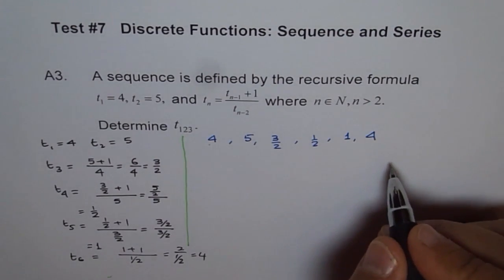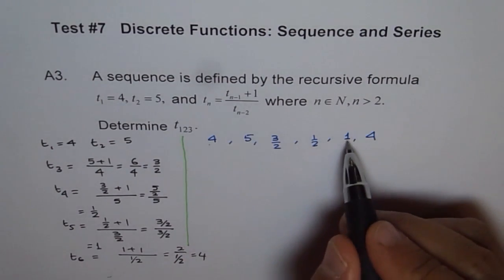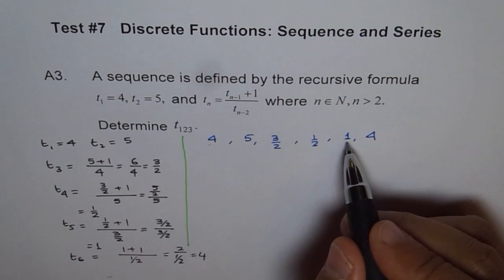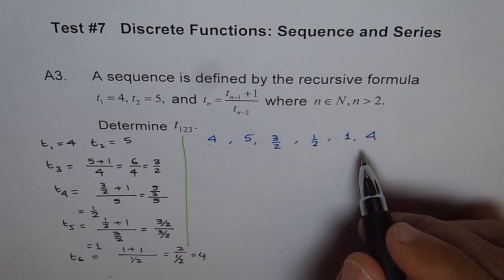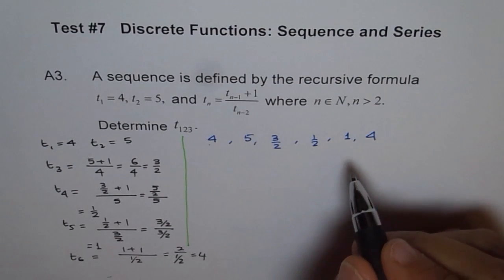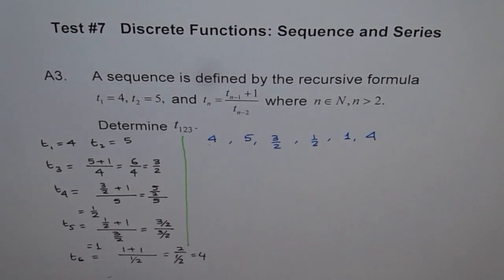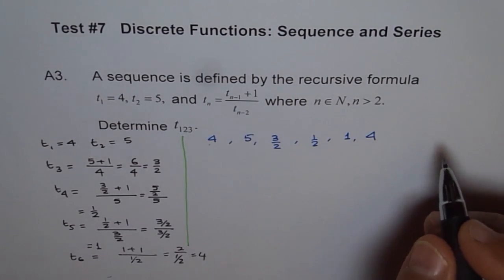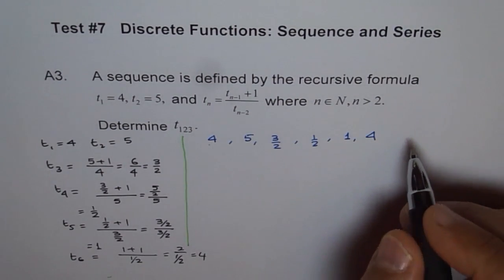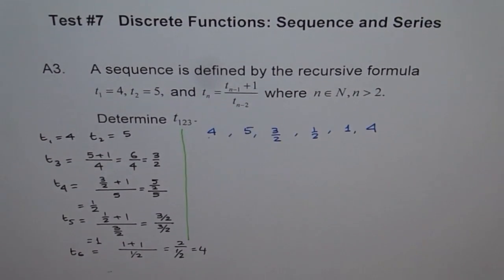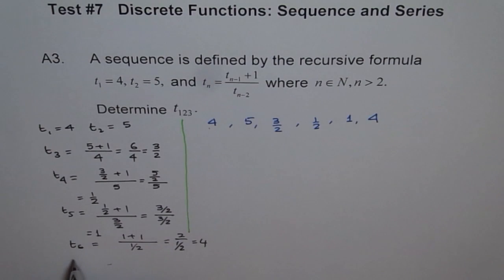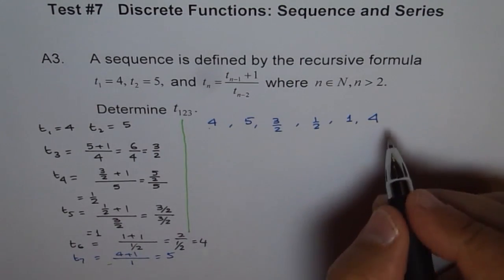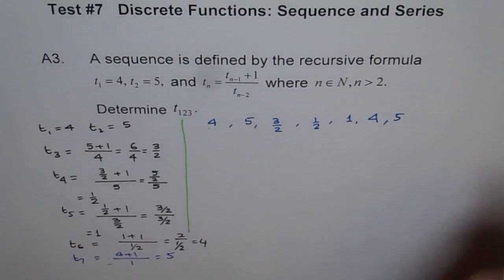Let me do it here. t7 equals the previous term plus 1, which is 4 plus 1, divided by the term before that, which is 1. That gives 5. Do you see that? So the next term is 5 for us.